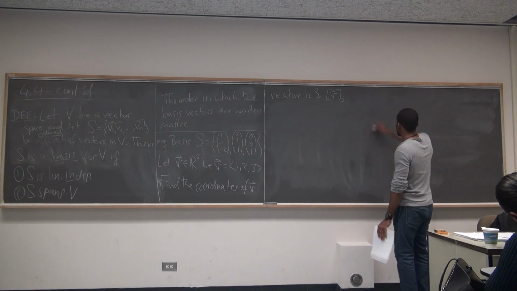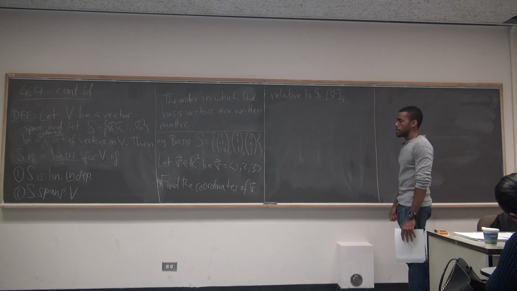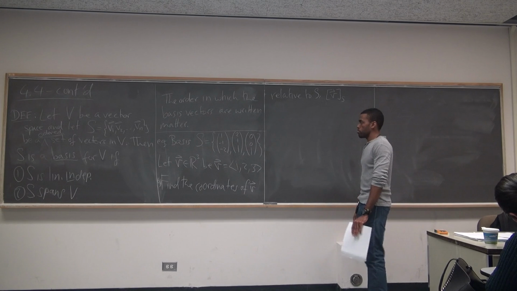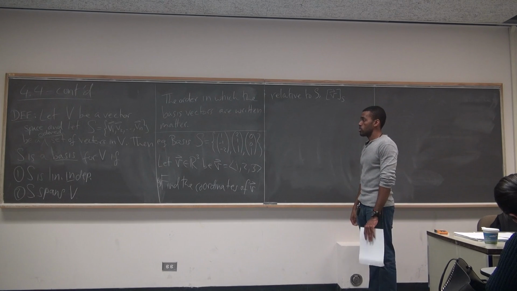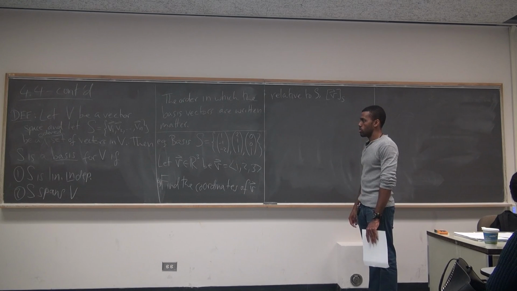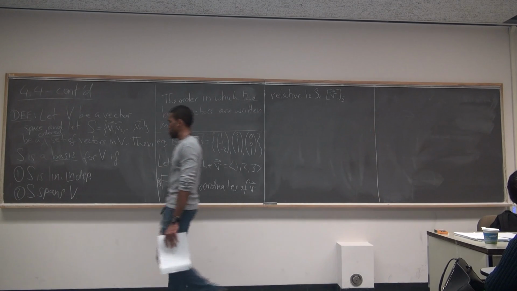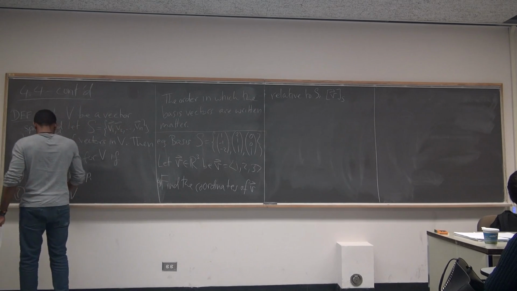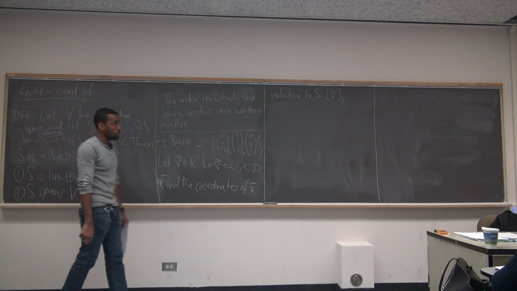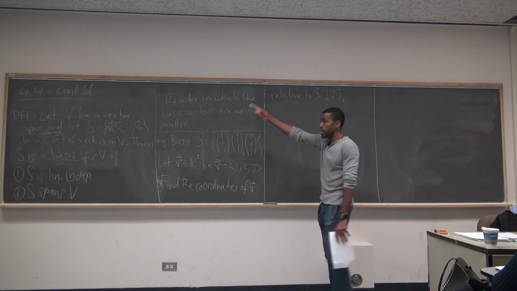How do we go about this? How do you find coordinates? What are coordinates? How do we define coordinates? They are c1, c2, c3, the coefficients of the linear combination that forms v.